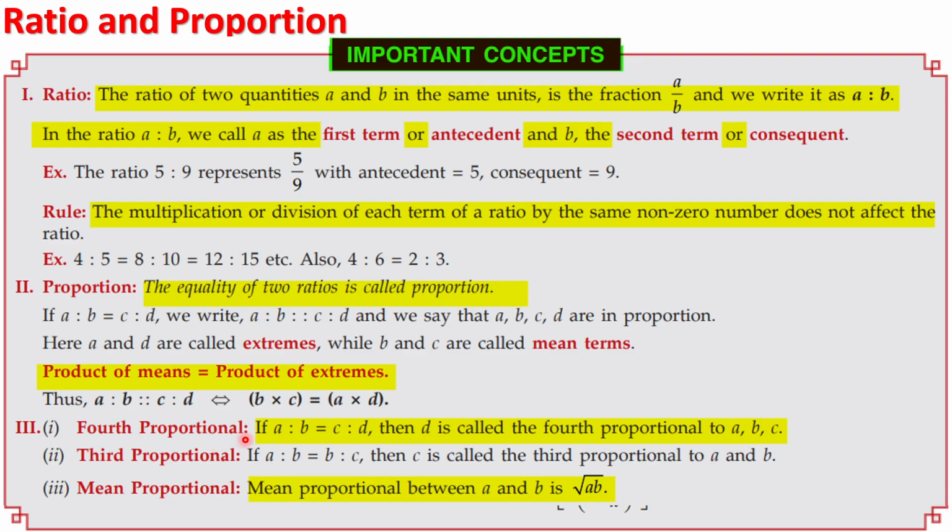Fourth proportional. If A is to B is equal to C is to D, then D is called the fourth proportional to A, B, C. Third proportional. If A is to B is equal to B is to C, then C is called the third proportional to A and B. Mean proportional. Mean proportional between A and B is root of AB.